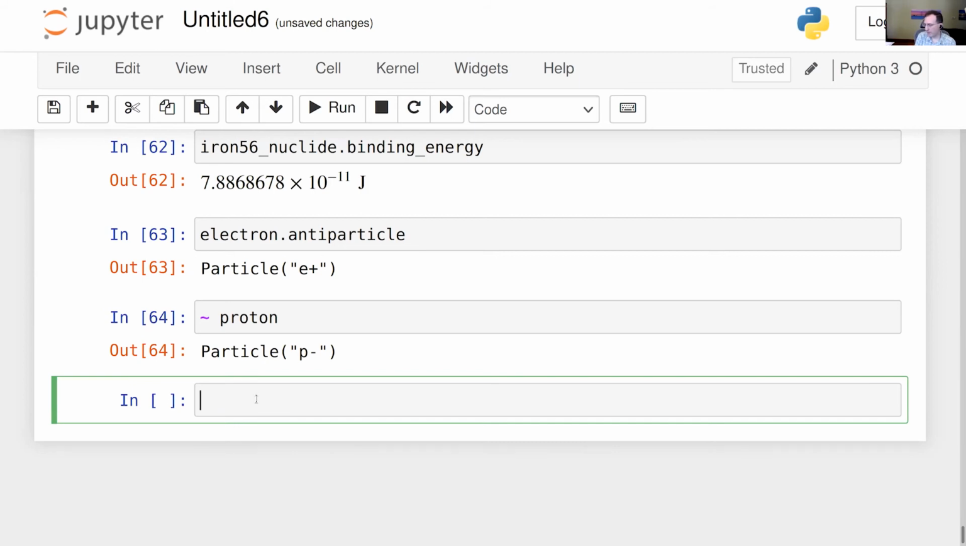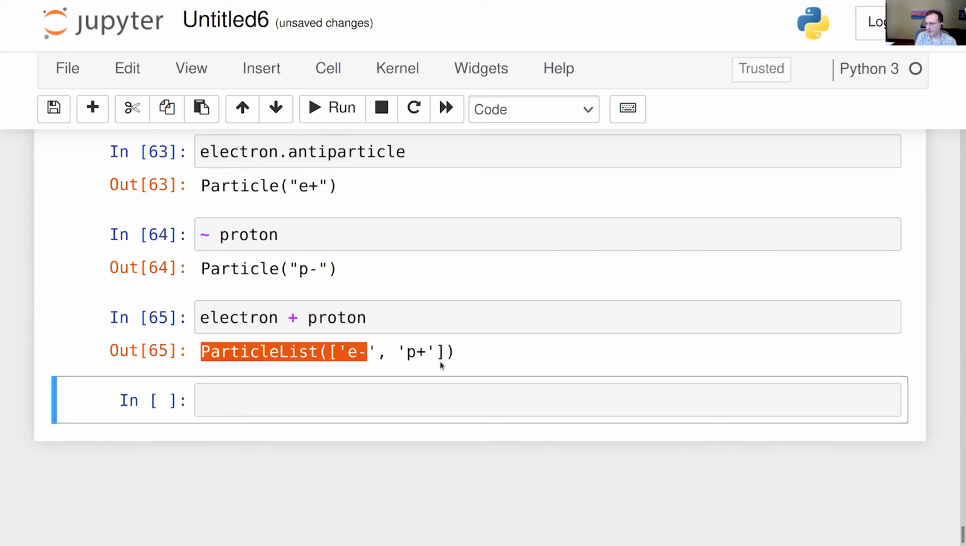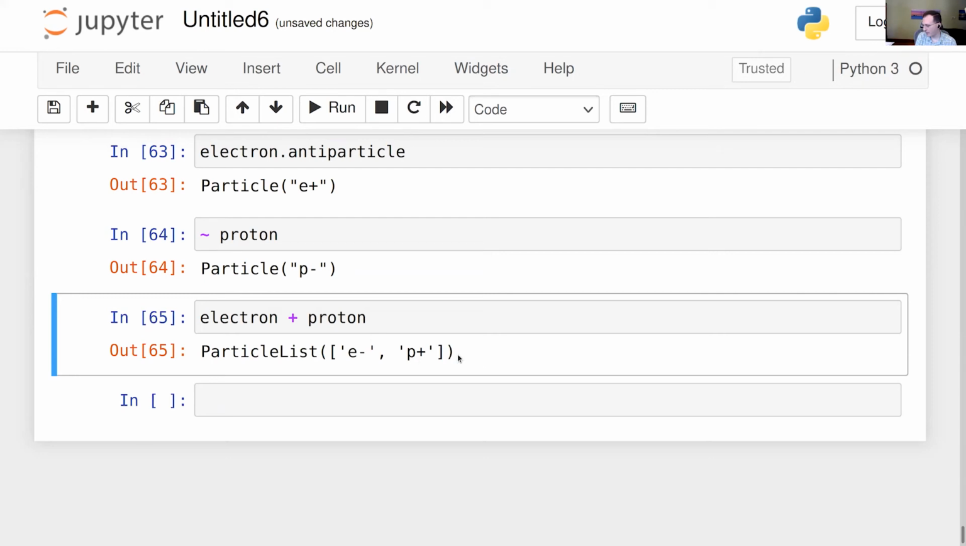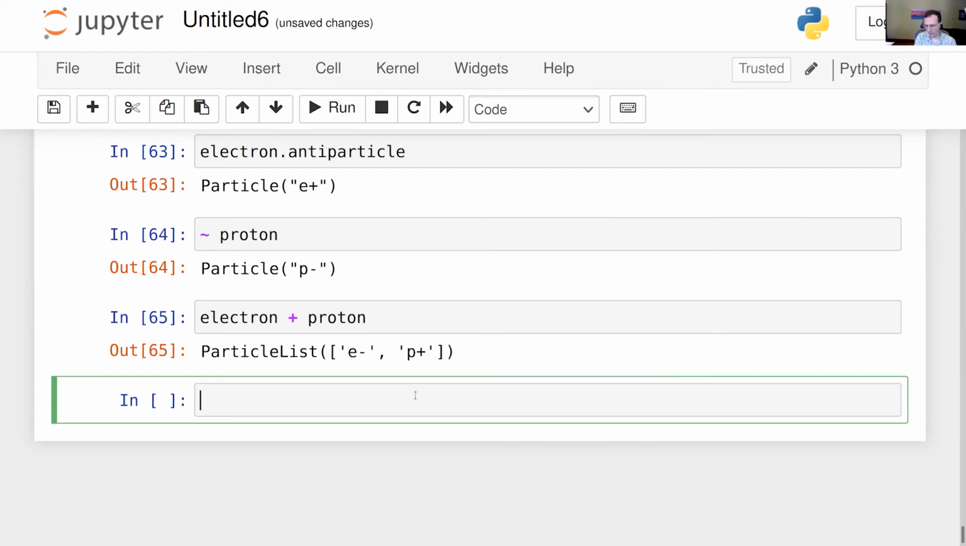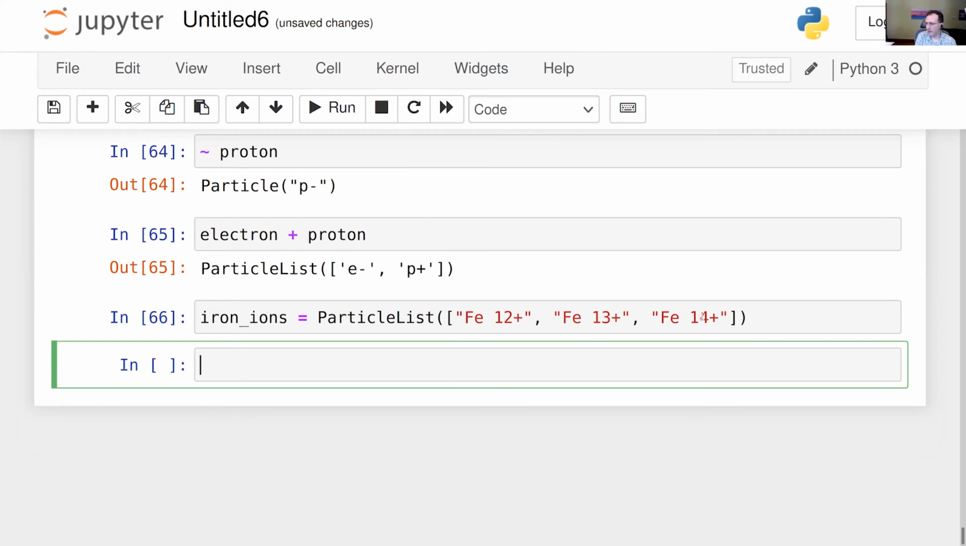When we add particle objects together, we can create a particle list. So if we do electron plus proton, then we get a list-like object that contains an electron and a proton. So if we define iron_ions as ParticleList, and then in parentheses and square brackets, let's put a few iron ions. So Fe 12+, Fe 13+, and Fe 14+. And then shift enter. So we created a particle list containing a few ions of iron.